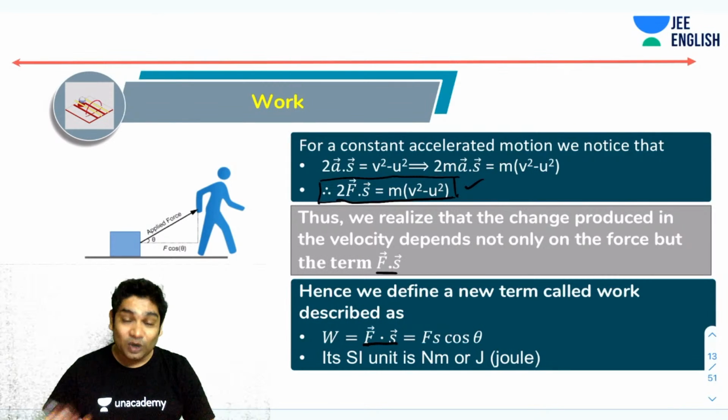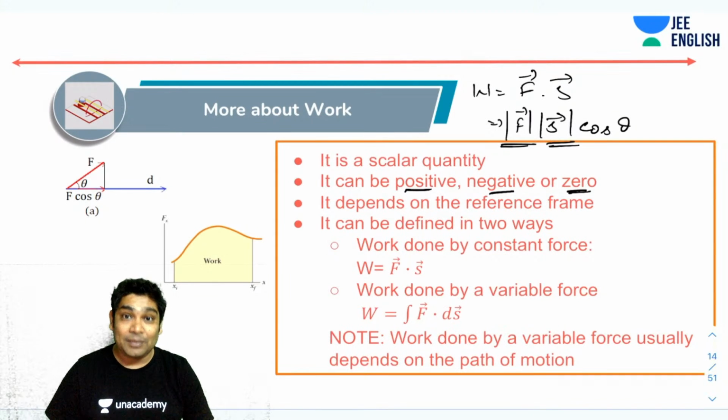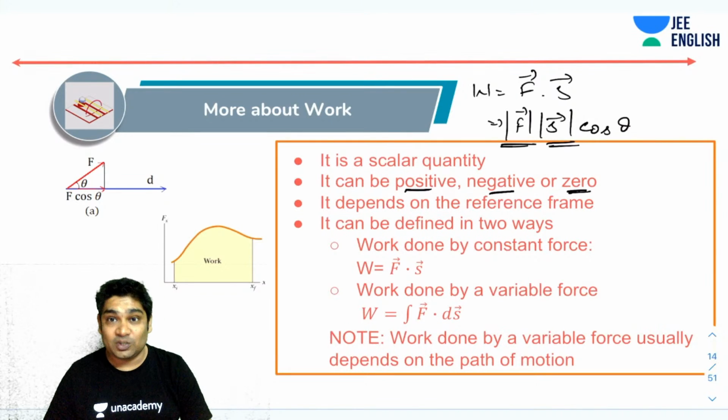Okay. So that is what the meaning of positive, negative, and zero works are. Whether a force can speed a particle up, whether it can slow down a particle, or it will have no effect on its speed.